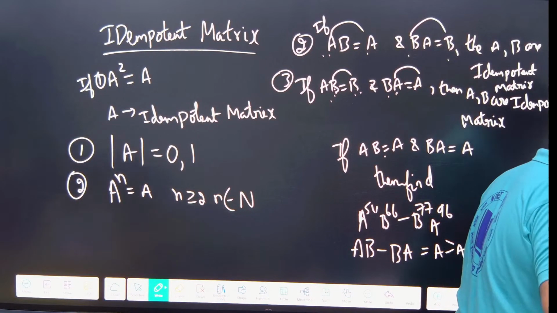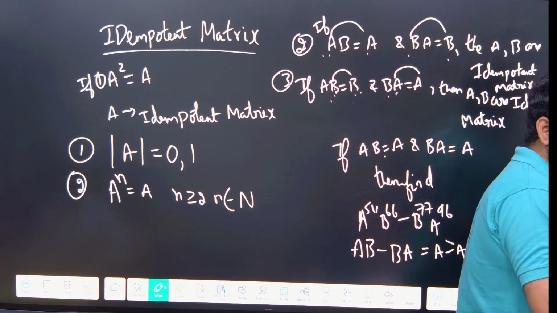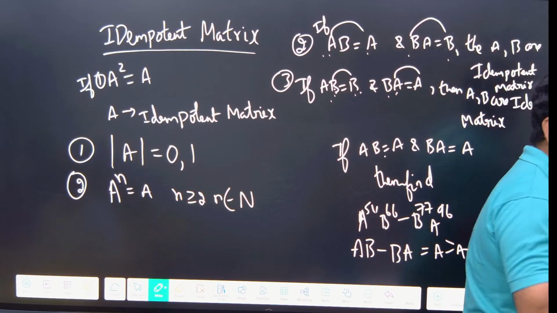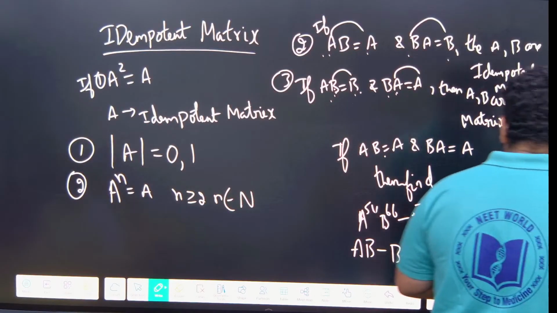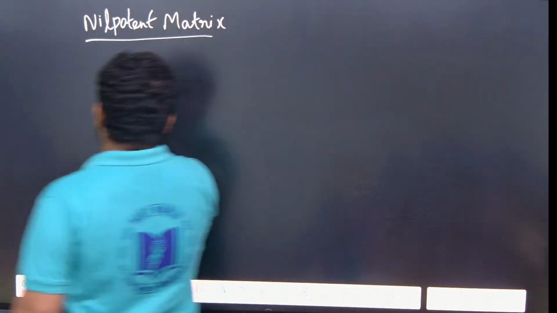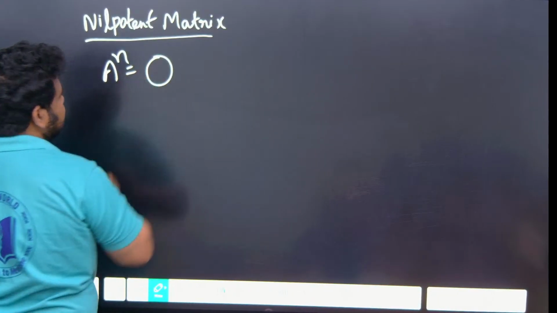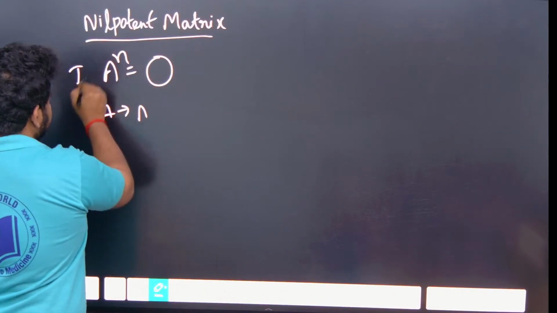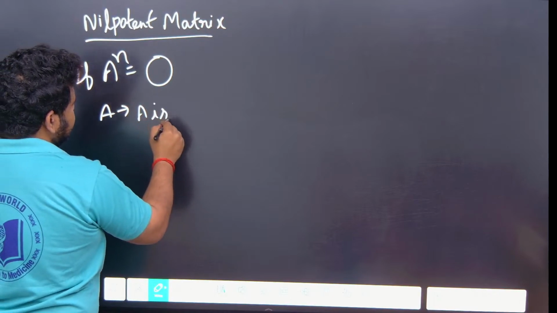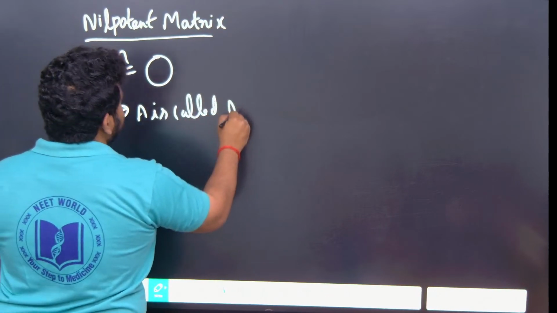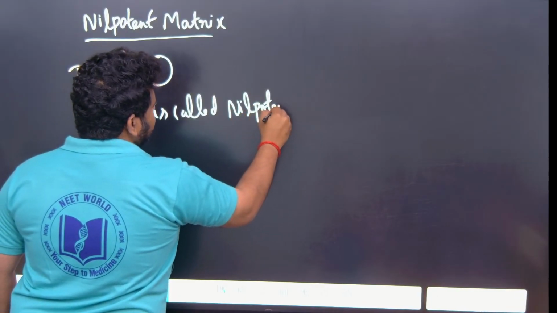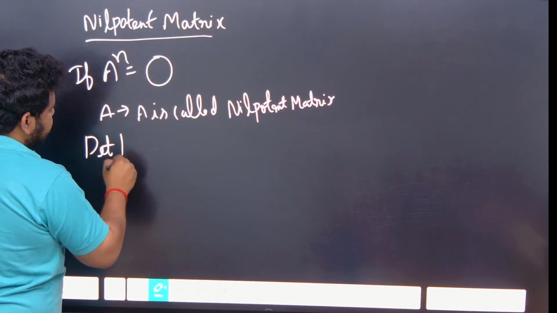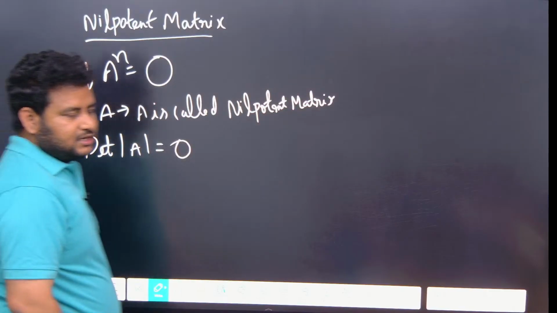Next, nilpotent matrix. A nilpotent matrix is one where A power anything will be equal to a null matrix. The word nil itself is saying that. So, A power n is equal to a null matrix, then A is called a nilpotent matrix, a nil or null potent matrix. Here det of A will be equal to 0.